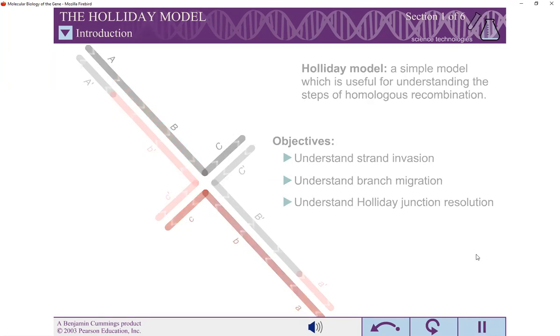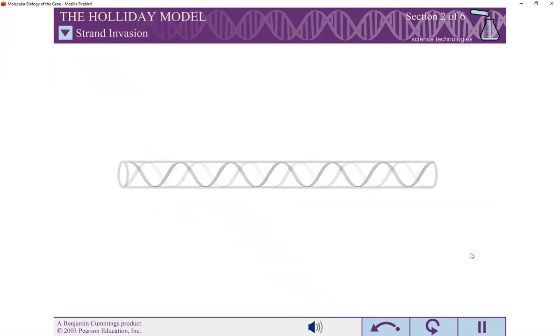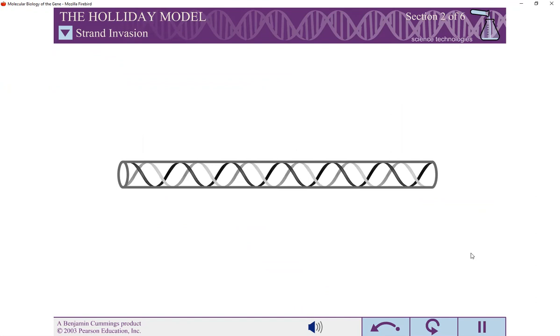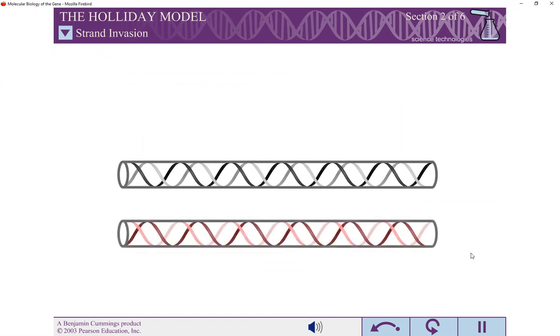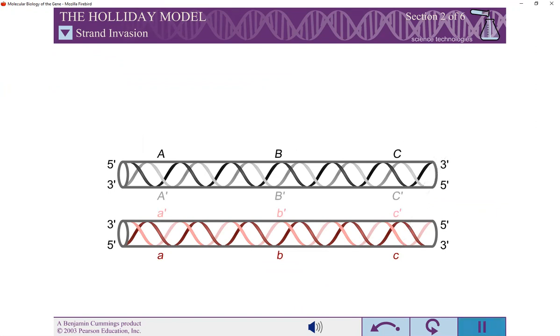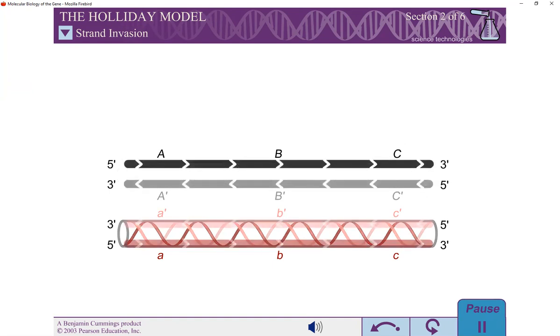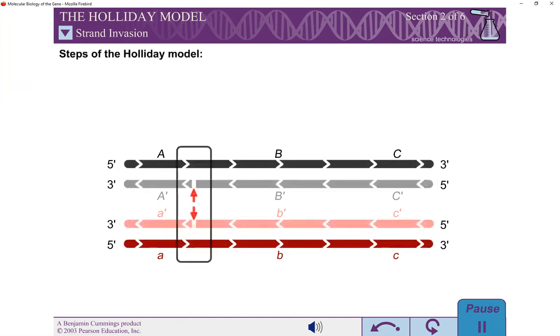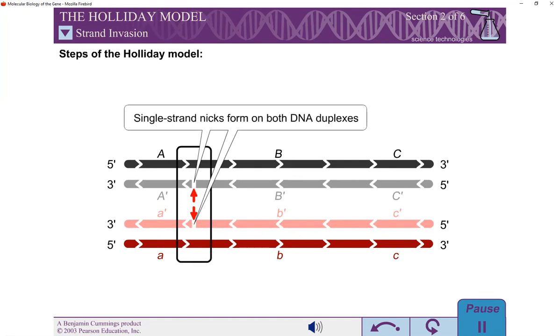Kindly look forward. To visualize homologous recombination using the Holliday model, it is useful to first picture two homologous double-stranded DNA molecules aligned with one another. These DNA duplexes may carry different alleles of the same gene. In the first step of the Holliday model, single-strand nicks form at identical positions in each DNA duplex.